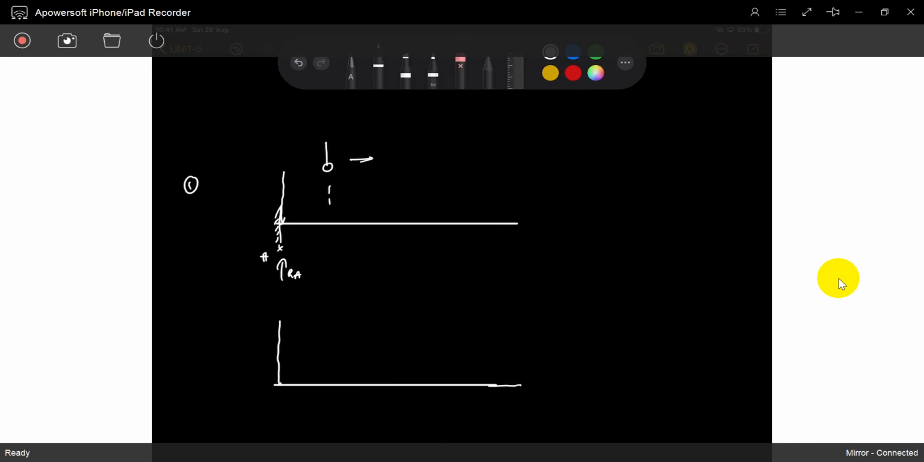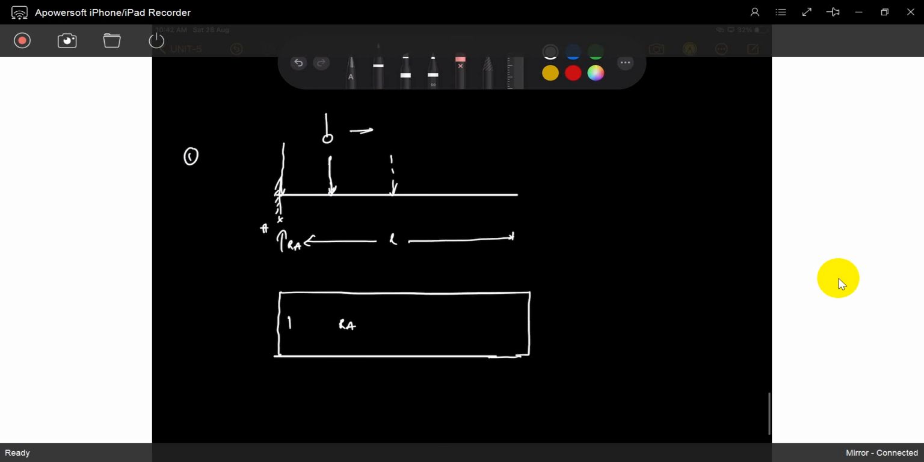If the load is here, what is RA? That is also the same, 1. This is L. If the load is here, what is RA? Because only one reaction is there, compulsorily it should reflect the total value. RA is 1. If the load is here, what is RA? RA is 1. So what is the ILD? The ILD is this. This is RA. This is 1. Understood? That's the way you have to develop ILDs. You have to develop ILDs like this.